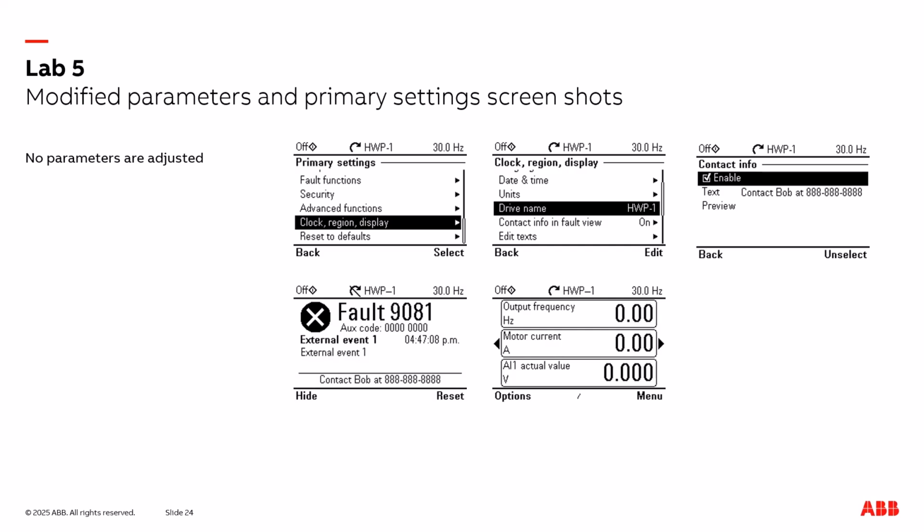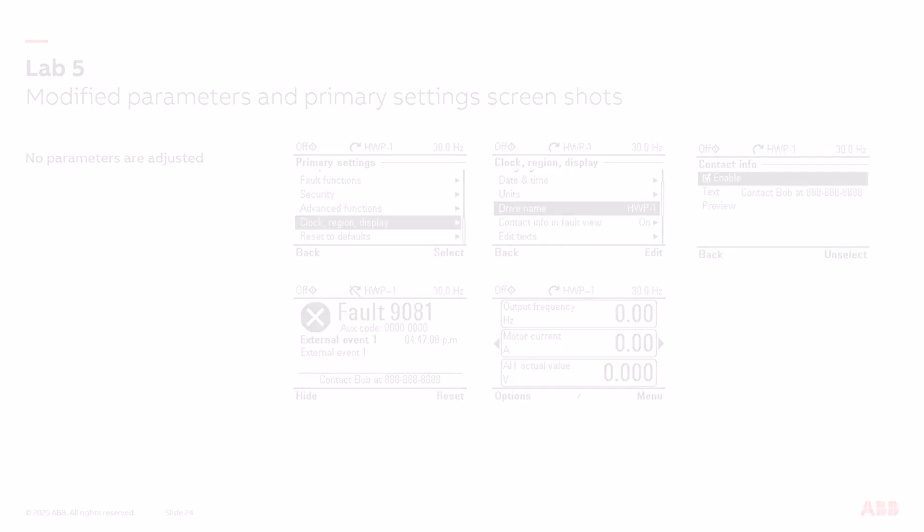Well, there are actually no new modified parameters. What is actually a little bit unique is the customized text for the drive name and the fault contact information are not actually saved as a parameter in the modified parameter list, so you will not see them. But on the right here, you can see some screenshots I've taken of where we made the adjustments for the drive name and fault contact information.